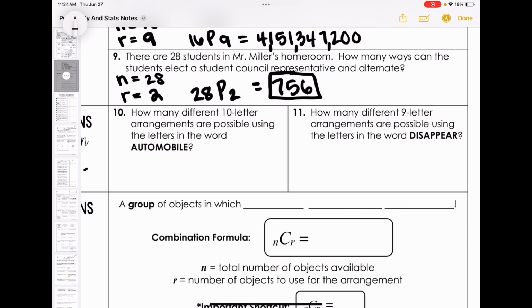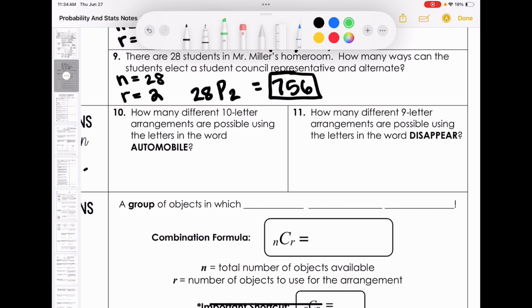All right, now we're going to talk about permutations with repetition. So how many different 10-letter arrangements are possible using the letters from the word automobile? So if you look at automobile, there is one letter that is repeated twice, okay? O is in the word automobile twice. So it's just talking about letters, so I'm not going to count O twice. I'm only going to count it once. So 1, 2, 3, 4, 5, 6, 7, 8, 9, 10.